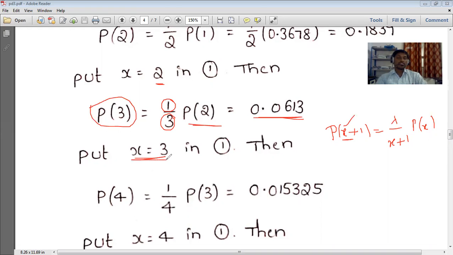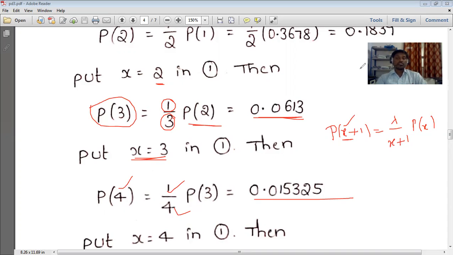In the same way, next we are substituting 3 in place of x. 3 plus 1 is nothing but 4, and the lambda value is 1, so 1 as it is, by 4 into p of 3. So p of 3 is 0.0613 by 4, and we got 0.015325. So much calculation we have. So a calculator is mandatory for everyone.